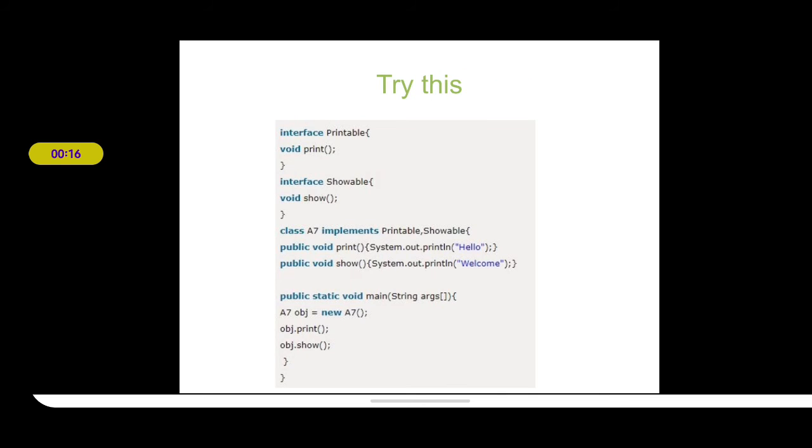In this example, class A7 is implementing the printable and showable interfaces, that is multiple inheritance. The output of this program will be hello and welcome.